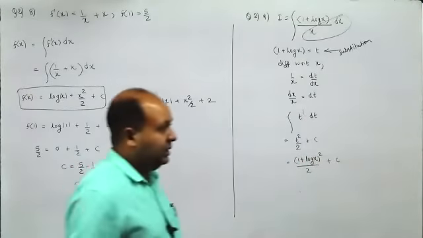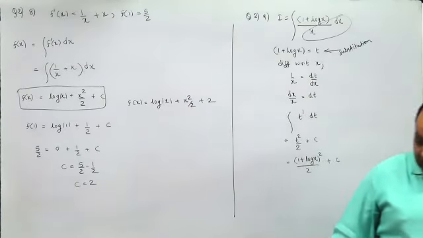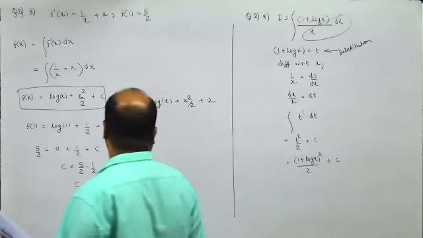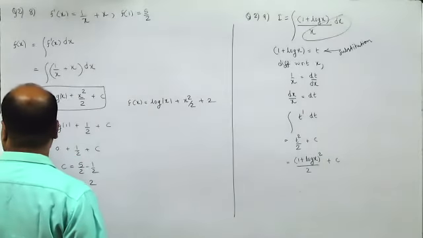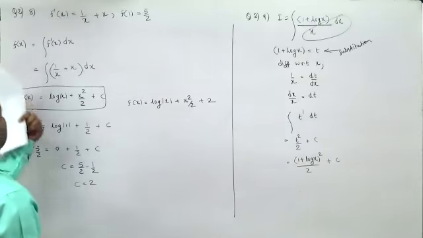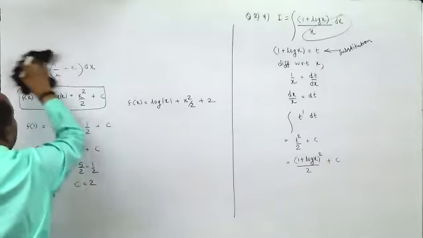Sir, in the eighth sum, what will come in the blank? The answer is log x plus x square by 2 plus 2. This should have been 2. That c shouldn't have been there. Hold on, that c shouldn't have been there. It should have been 2.